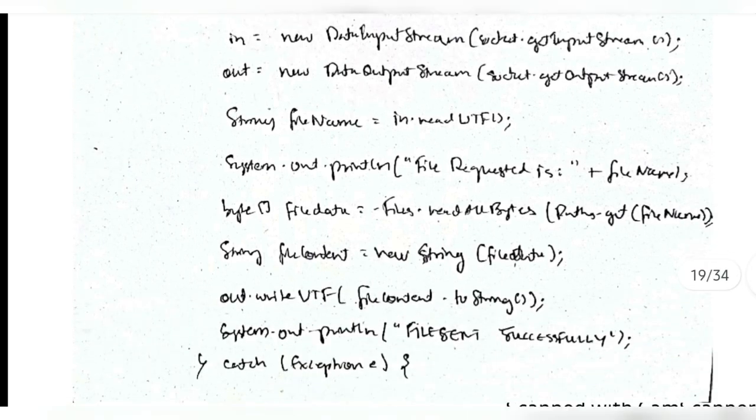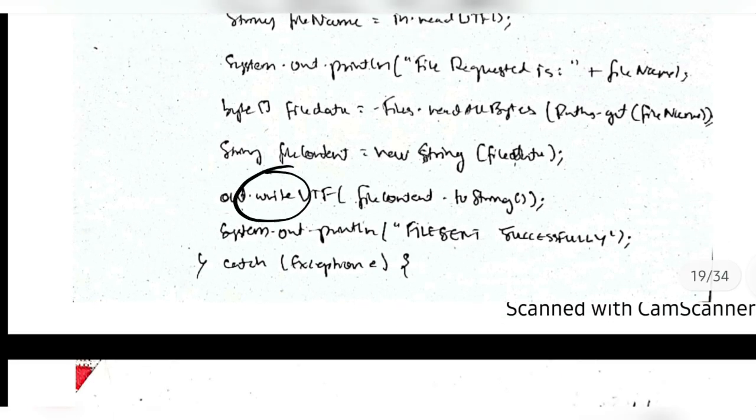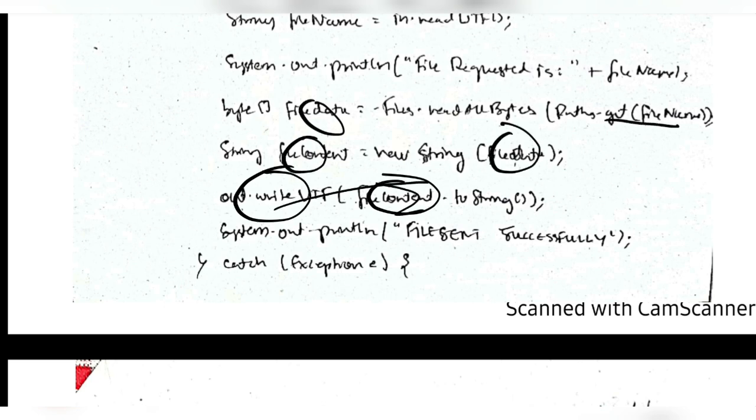Then finally in dot read UTF, you're reading the file name. Then out dot write UTF, that comes after that. Here you have out dot write UTF. What are you writing? File content. From where did you get the file content? From the file data. From where did you get the file data? From the file name. In that way you have to remember the connections.